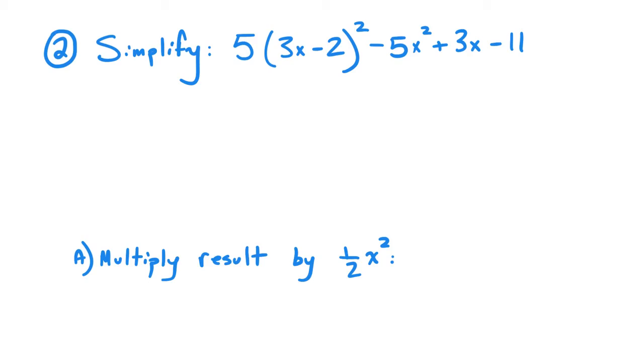And another common mistake that people make when they see a binomial squared is they simply square both terms inside of it. You either put a minus 4 or a plus 4.